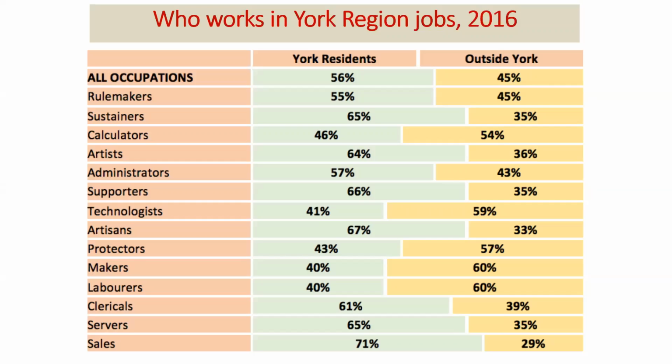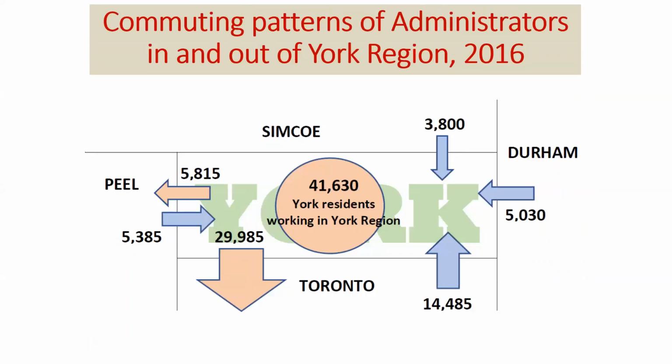But what it tells us is that there's a lot of movement in any given cluster between York Region, people leaving York Region and coming into York Region. And we're going to give an illustration here. These are those administrator jobs. So these are the actual numbers. Again, it's 2016. And we see that in the middle, 41,000 York residents are working in York Region in administrator jobs. But almost 30,000 are leaving each day to go to Toronto, 29,985. At the same time, there's around 14,000 Toronto residents who are commuting to York Region for jobs as administrators.